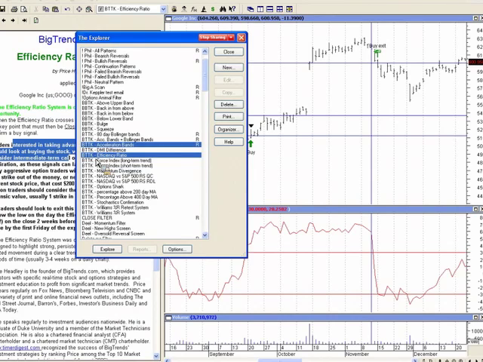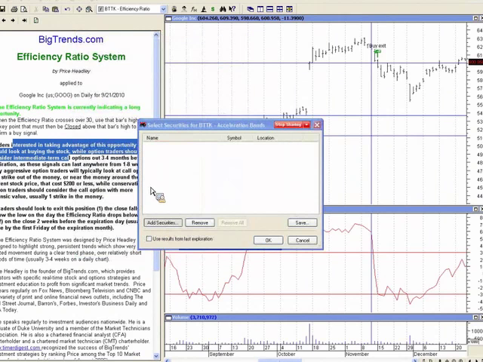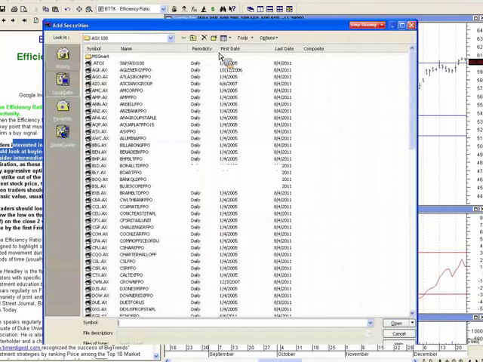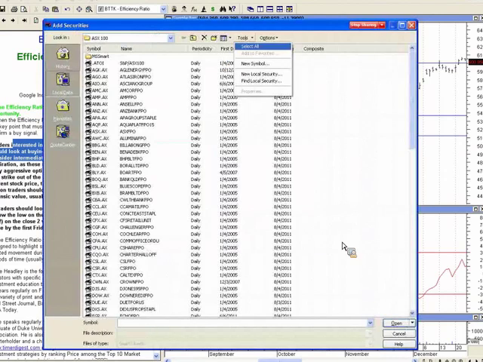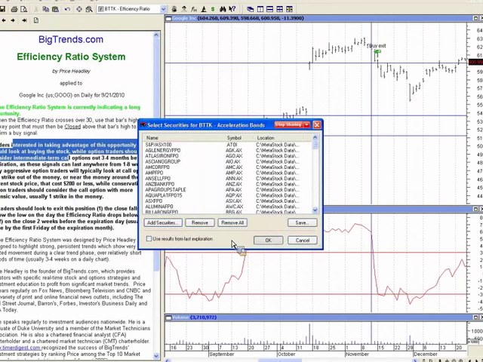So I can say I also want to find stocks that are efficiently moving. Not only do I want the stocks that are accelerating into trend, I also want them to be moving efficiently. Then I'd hit Explore here. I define an order. It really almost doesn't matter. I'd click OK, and then I add my securities. Let's just do the ASX 100 very quickly. I click OK.